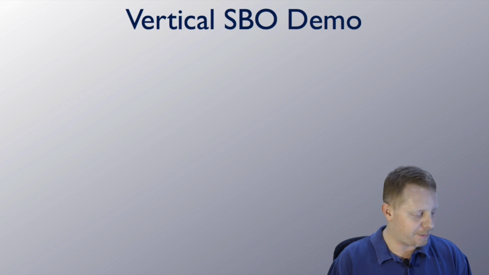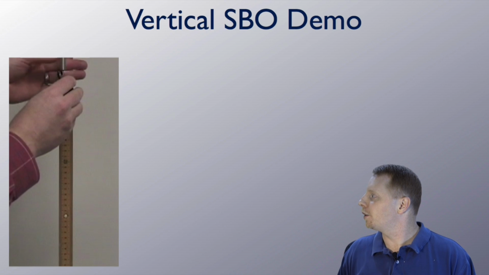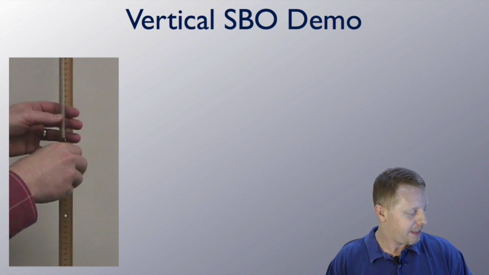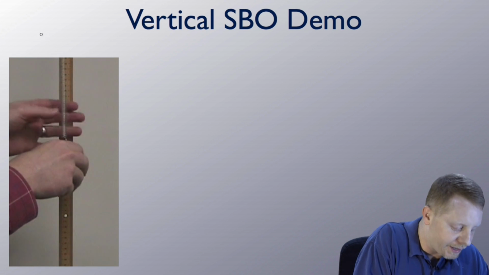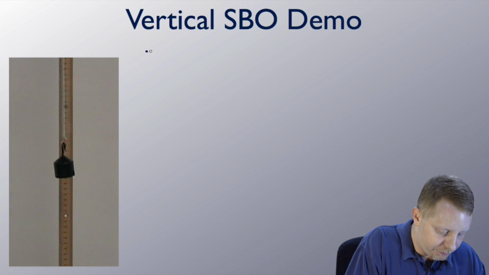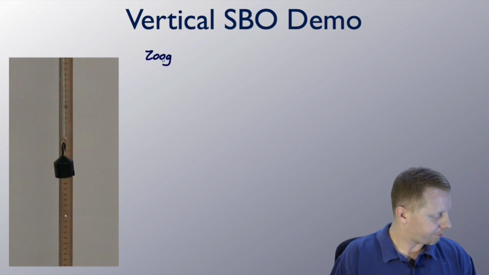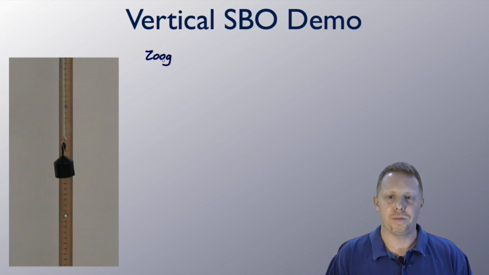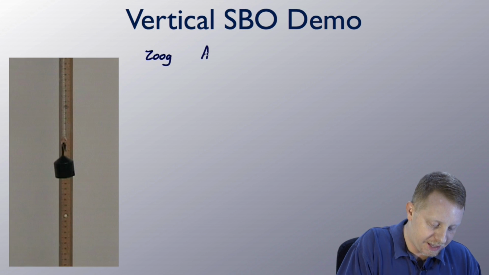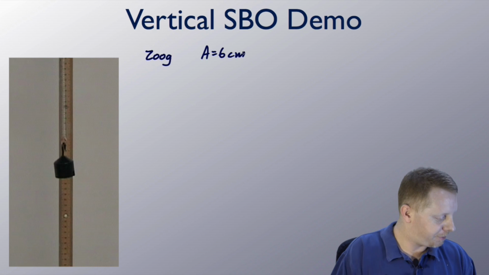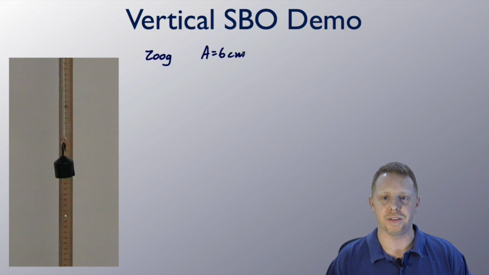All right, for our first demonstration, we'll take a look at our vertical spring oscillator over here. In this case, we have a 200-gram spring block oscillator, 200-gram mass, and we're going to displace it an amount, an amplitude, of 6 centimeters from its equilibrium position.